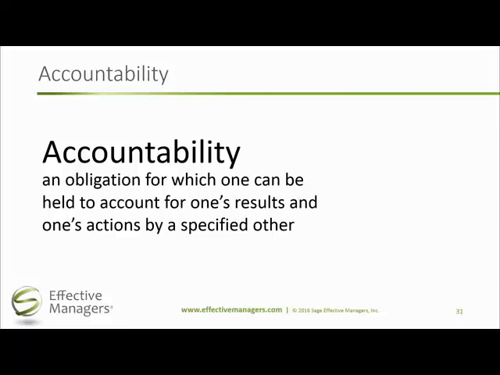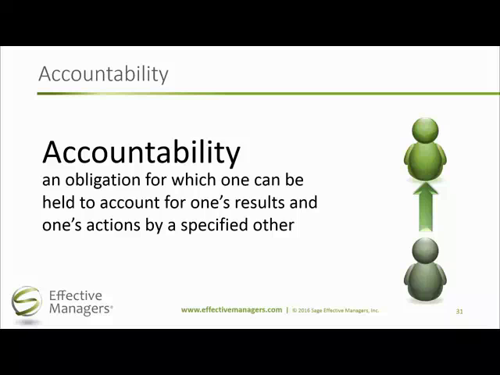So accountability is really important, and I can't go through any webinar without having a quick word on accountability. So I've got 3 slides on this, and then we're going to move into the closing slides, which are how you can work differently to improve your situation. So accountability is an obligation for which one can be held to account for one's results and one's actions for a specified other. And this is important because accountability isn't always clear in organizations. There's often a big mix-up between accountability and responsibility.